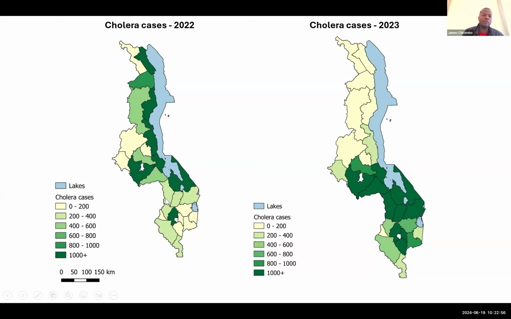Okay, so that's one of the things that a GIS application will help you identify. Is there any shift in burden? By just looking at the figures and the visualization, you can have an idea of where the disease is shifting to. So that's in terms of cases.